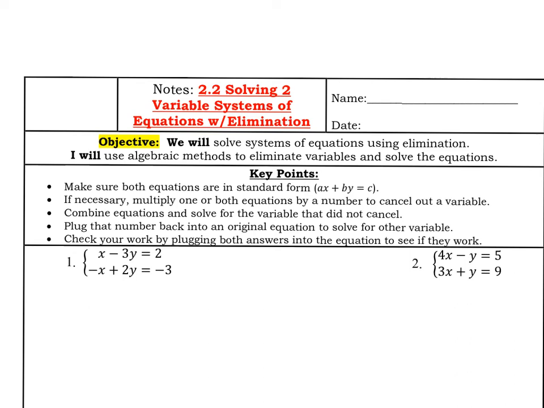You add them together, a variable cancels, you're able to solve for the other variable, then you can plug that number back into an original equation to solve for the other variable. And then you're always able to check your solutions by plugging both your answers back into one or both of the equations to see if it works.